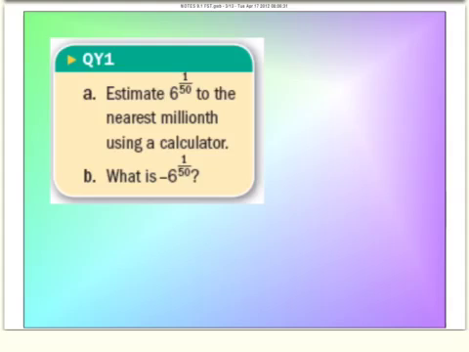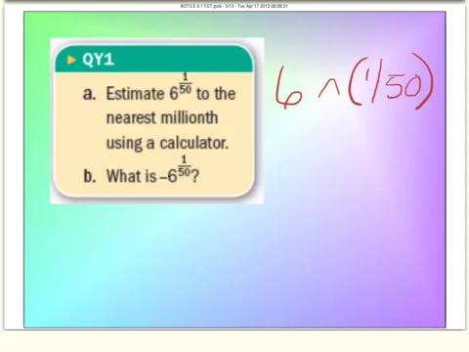Now, this next slide just addresses our objective number 2 of evaluating this with a calculator. Not hard to do. To put this in the calculator, you're just going to do 6 to the caret. Be careful. It's to the whole exponent of 1 over 50. And when you do that, you're going to end up getting to the nearest millionth. Do the correct position on that.